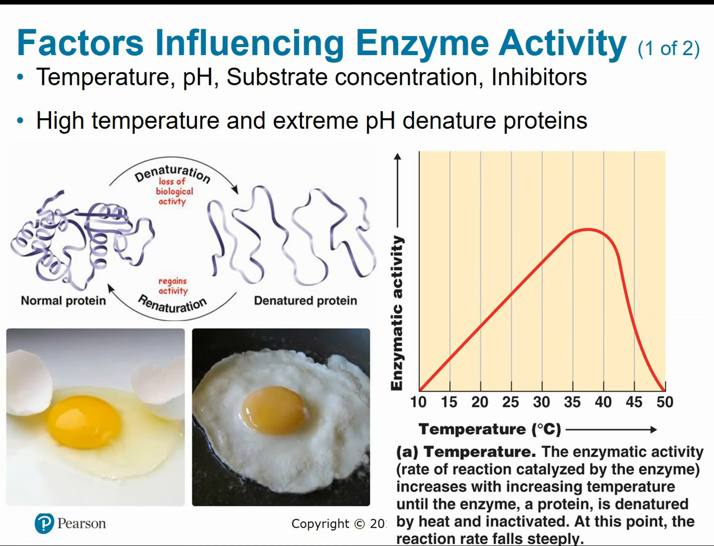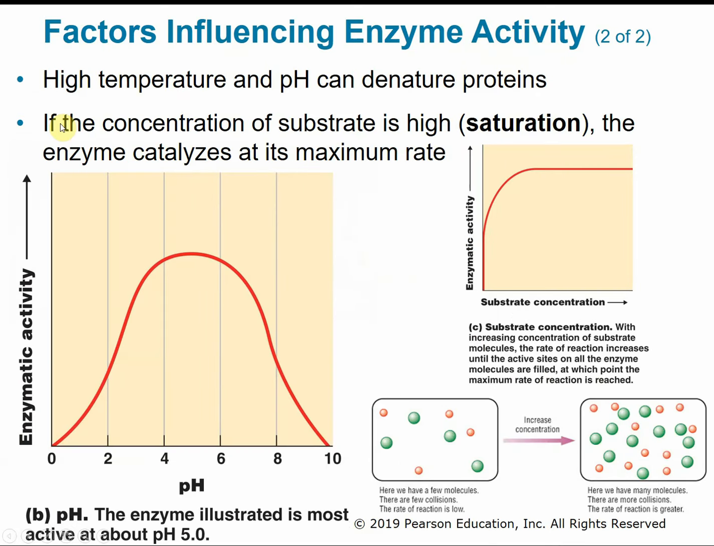So the faster they can move, the more likely they are to collide with enough force to have a reaction. But again, once we reach that tipping point, at this temperature the proteins will start to denature and enzyme activity will fall dramatically. High pH can also denature proteins. Just like most things, there is a sweet spot on the pH scale where enzymes function best. Enzymes are most active around 5 pH. Once we get outside of that acceptable range, our enzyme activity will drop off.